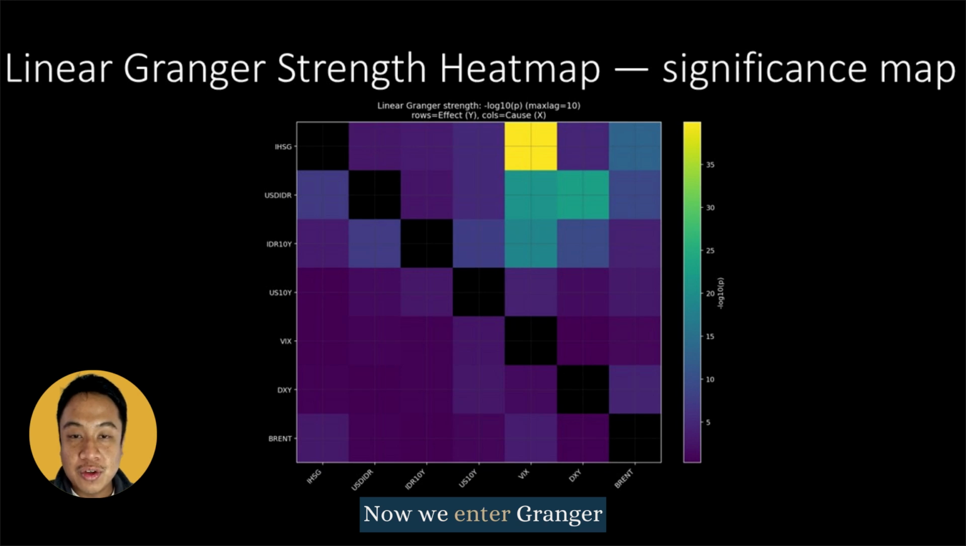Now, we enter Granger territory, but I'll say it in plain quant English. For each pair, I compare two forecasting setups. Baseline, predict the target using its own history. Enhanced, add lagged history of another variable. If adding that extra variable consistently improves the fit, the relationship is flagged as Granger significant.